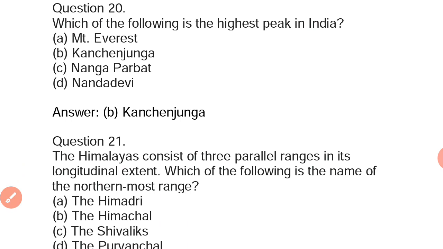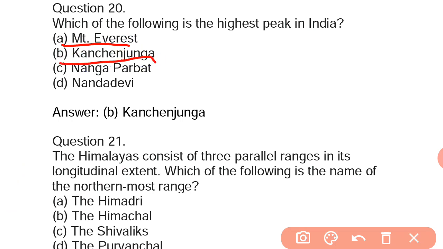Which of the following is the highest peak in India? Option A Mount Everest, option B Kanchenjunga, option C Nag Parvat, option D Nanda Devi. Right answer is option B Kanchenjunga.